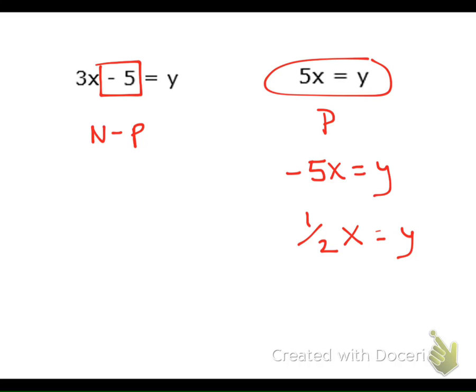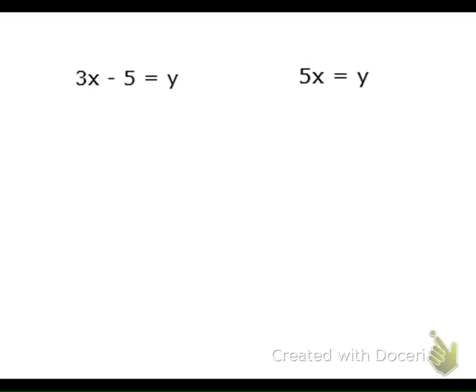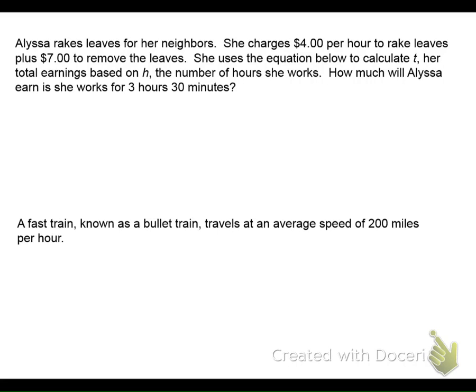So some more non-proportional examples might be 2x plus 4 equals y, or even x minus 1 equals y. Okay? Anything that has this constant being added or subtracted to it, that's going to make it non-proportional. Lastly, I want to take a look at a scenario that we're going to see.